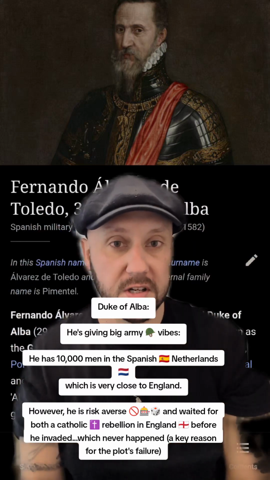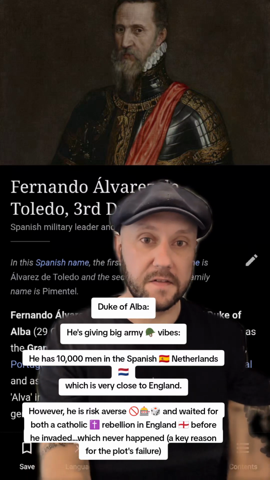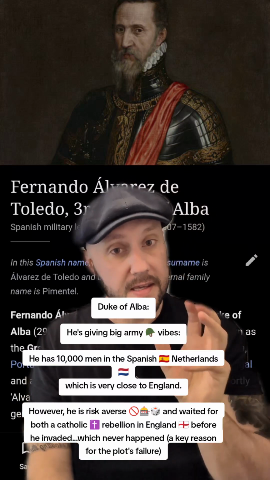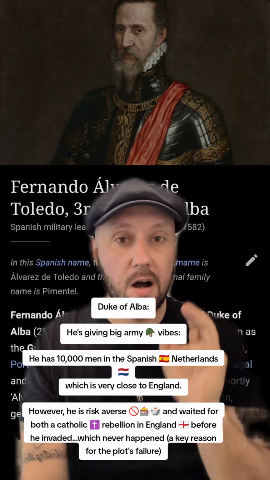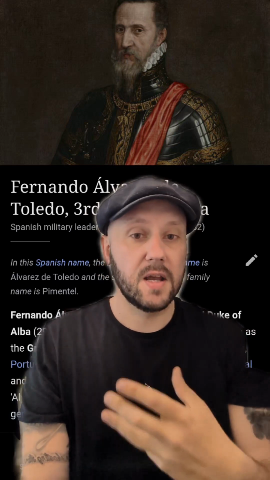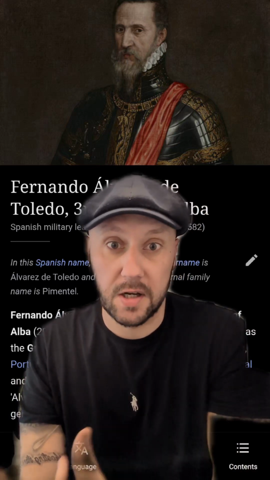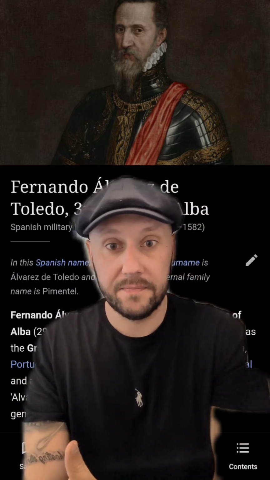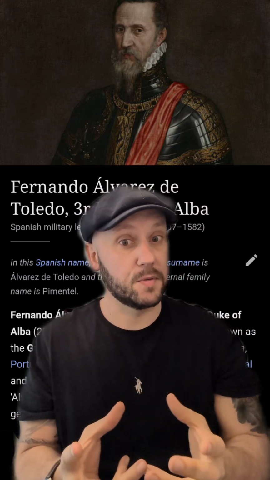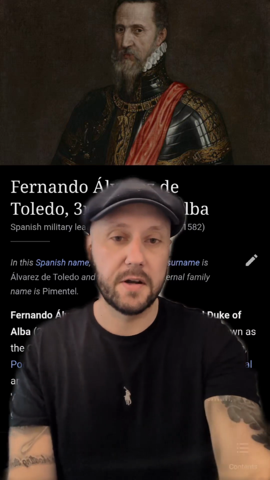He was too cautious and he kept on writing to the King of Spain saying, "You sure we want to do this? You sure we want to do this?" And also, he was unwilling to send his army to England, believing that a Catholic rebellion wouldn't start. So he was waiting for a Catholic rebellion to start before he invaded with 10,000 men. And the Duke of Norfolk was saying, no, you invade with 10,000 men and then the Catholics in England will support you. So it's a bit of a chicken and egg scenario.